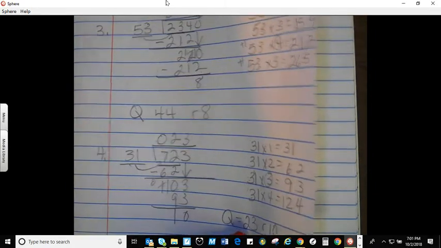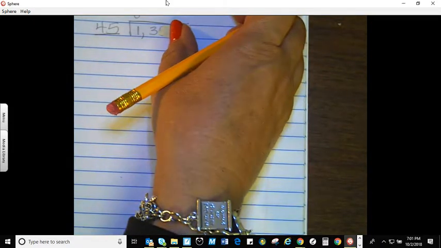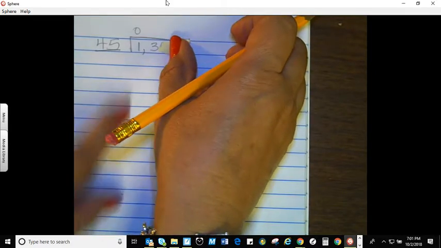Let's move on to number 5. I need my little pieces of paper. Okay, number 5. I have 45 goes into 1,359. 45, and I'm going to just do this so that you can see it this way. 45 cannot go into 1. It's 0 times. I'm going to move this down. 45, can it go into 13? No, let me move that over. Sorry about that, guys. Cannot go into 13 because 13 is smaller than 45.